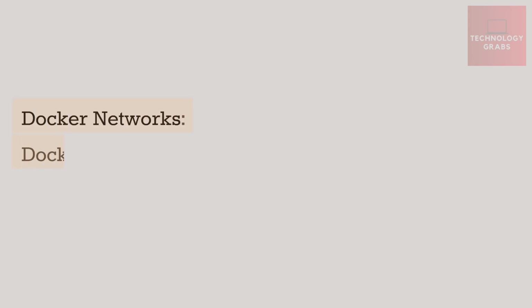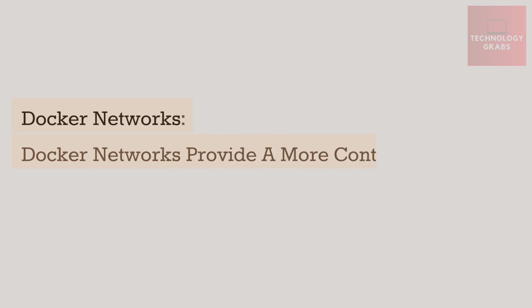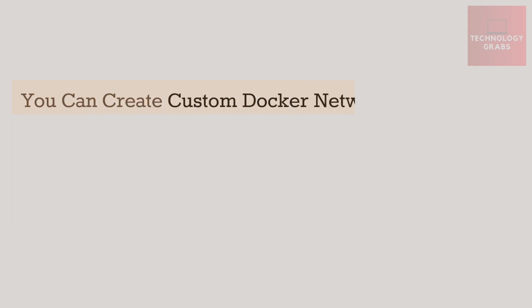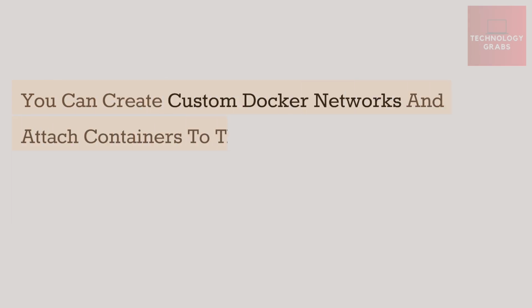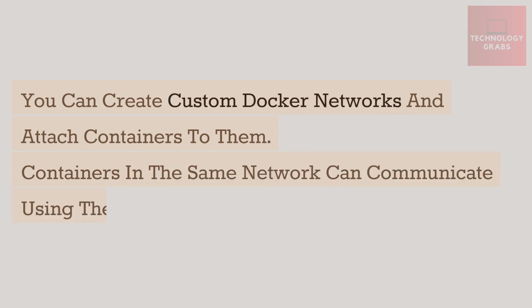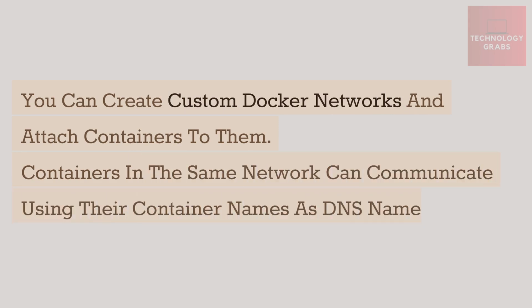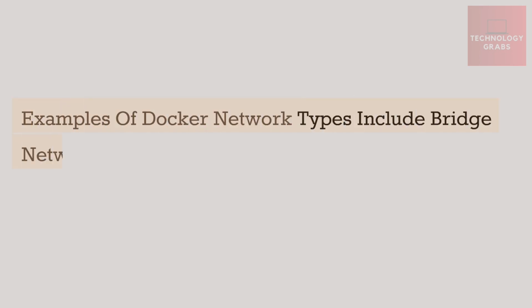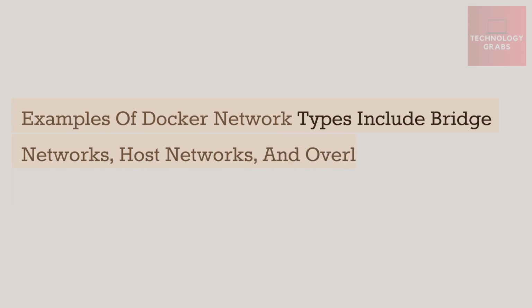Docker networks. Docker networks provide a more controlled and flexible way for containers to communicate. You can create custom Docker networks and attach containers to them. Containers in the same network can communicate using their container names as DNS names. Examples of Docker network types include bridge networks, host networks, and overlay networks, for multi-host communication.